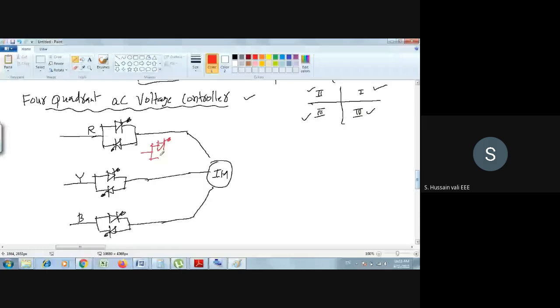Driving into four quadrants, what does that mean? I hope you know that in the first quadrant the torque is positive and the speed is positive. The second quadrant depends upon which you have taken as the x-axis and which as the y-axis. In the third quadrant, both torque and speed are negative. So our job is to make sure that the motor operates in all four quadrants. Let me do this connection.